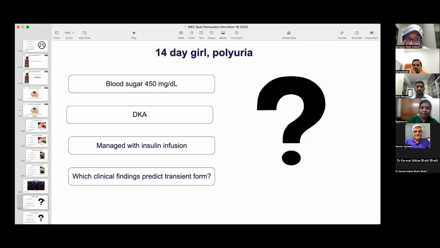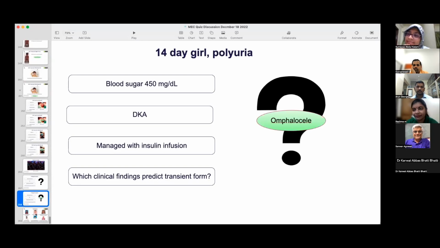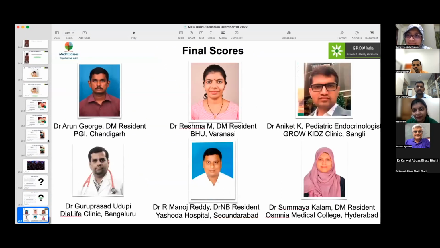So I think this was a wonderful interactive session. And by the time we come to the final scores, we have got Dr. Reshma, who has got the top score of 40. A big round of applause to her. The second position is to Dr. Guru Prasad, 25. So that's a clear-cut winner. Then there is a tie between Dr. Aniket and Dr. Manoj Reddy. Dr. Aniket lost 20 points actually in the last one. Otherwise, he would have won the quiz.